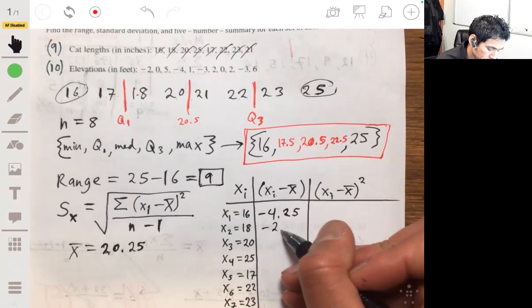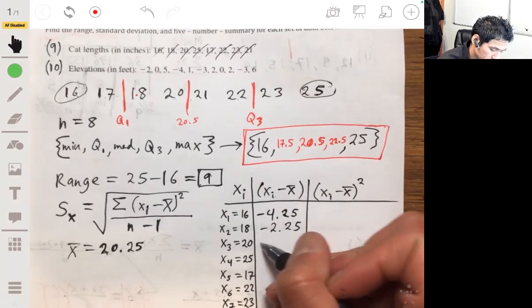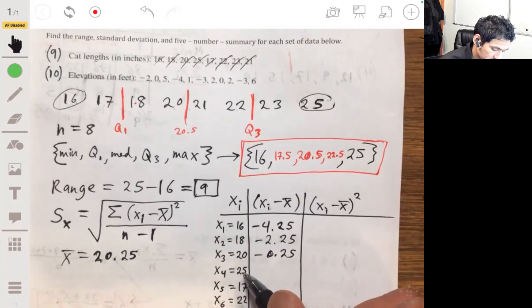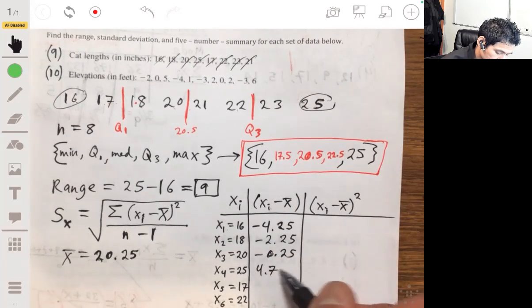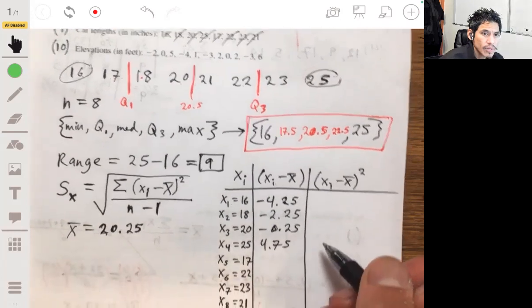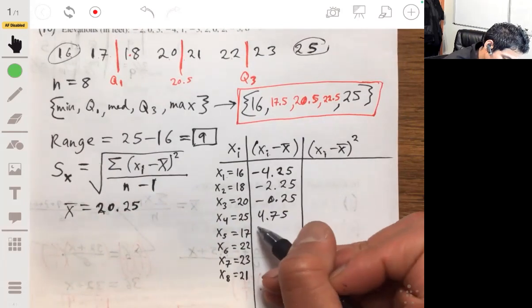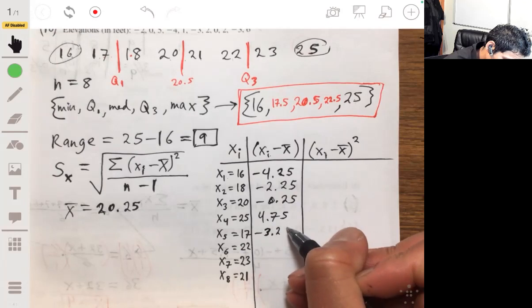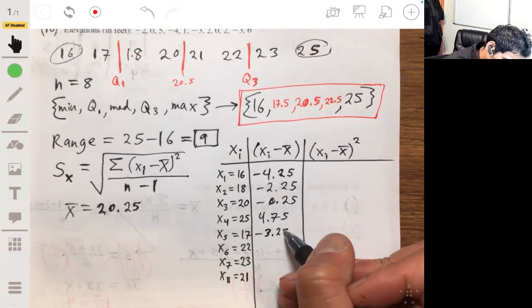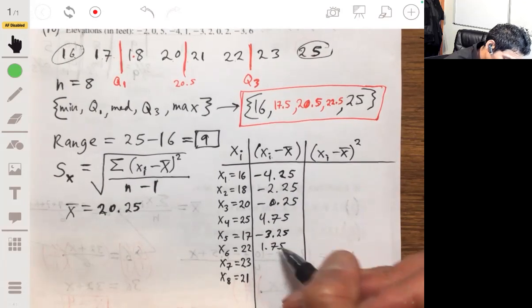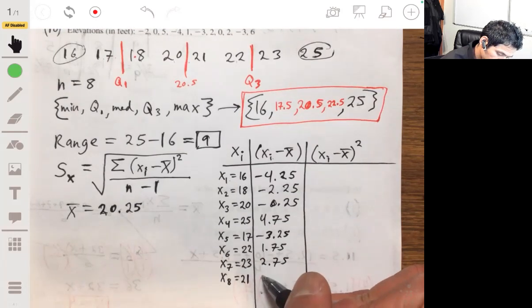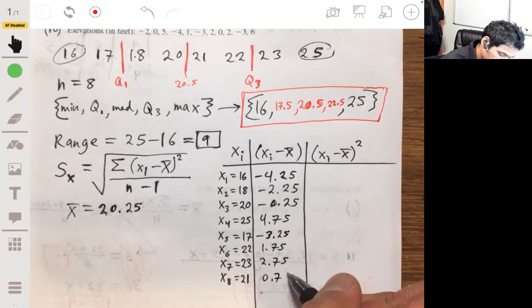18 will be 2.25 below. 20 is only 0.25 below. 25 is above, 4.75 units above. Let's keep it going. Negative 3.25. 1.75 above. 2.75. And then 0.75.